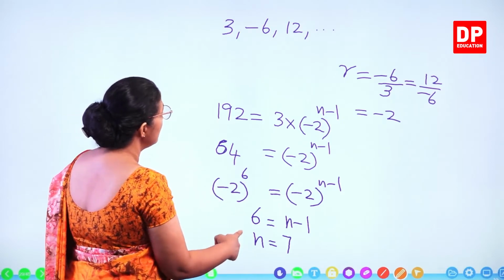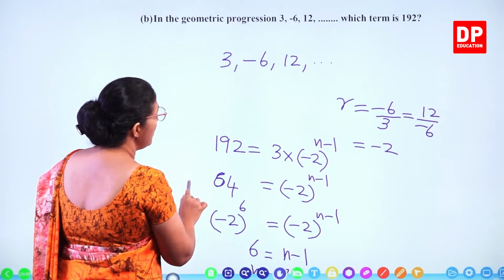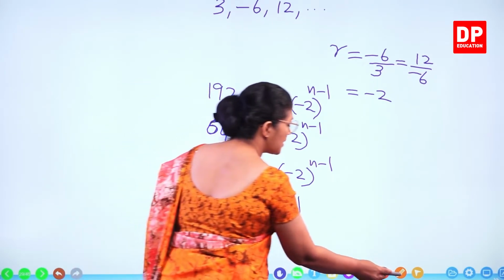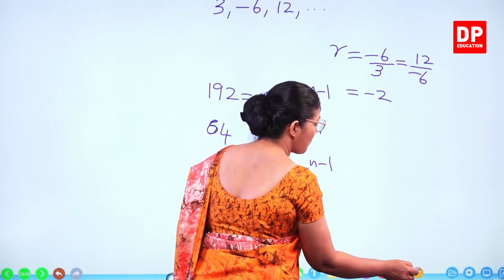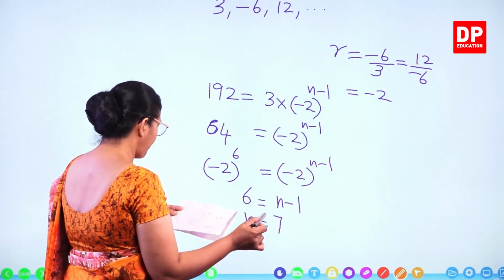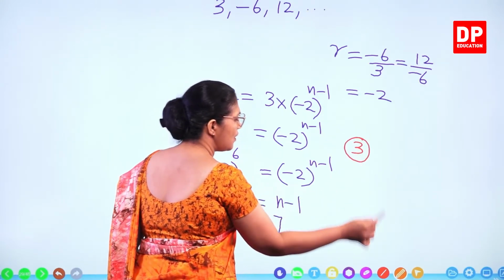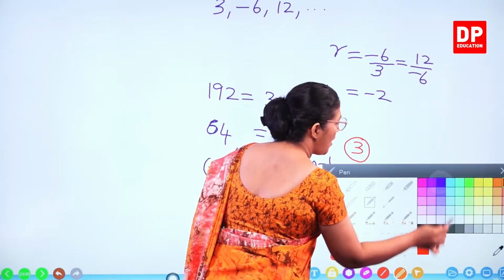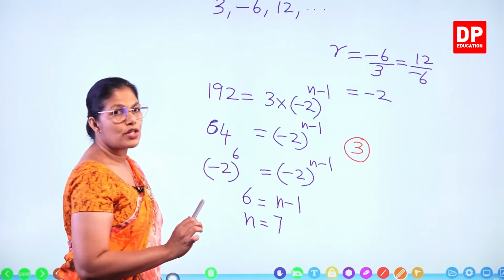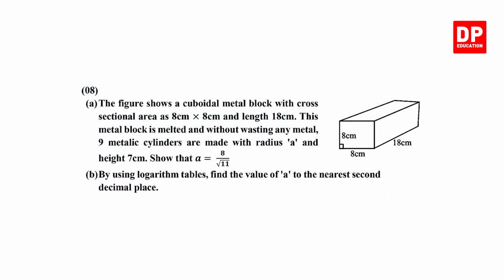So 192 is the 7th term in this progression. So we can give 3 marks for that. We have given altogether 10 marks for the whole question. Let's do question number 8.